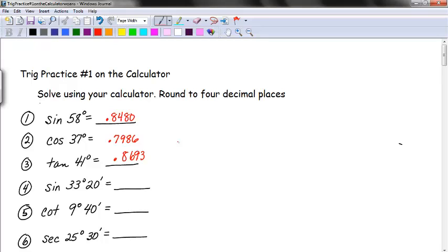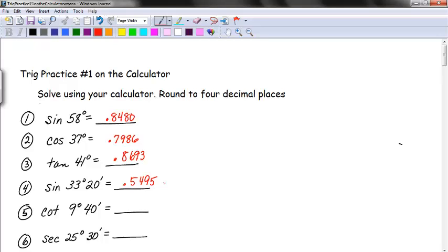So do sine of 33, and then remember you have to do second function angle. Pick up the degree symbol, and then 20 minutes. So put in the 20 and second function angle. Pick up the minutes, and I get 0.5495. Okay with that one?